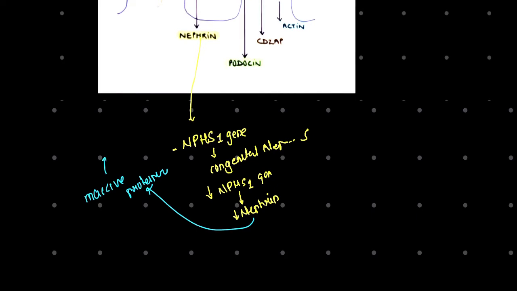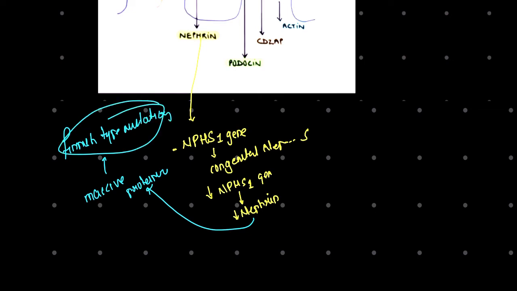Now, this condition was found for the first time in Finland, so it is also called Finnish type mutation, not finished in that sense. It is Finnish according to the country name, so it is Finnish type mutation. So this was about nephrin. It is important, I'll relate it later on to you. Now talking about podocin. Podocin is produced because of what?